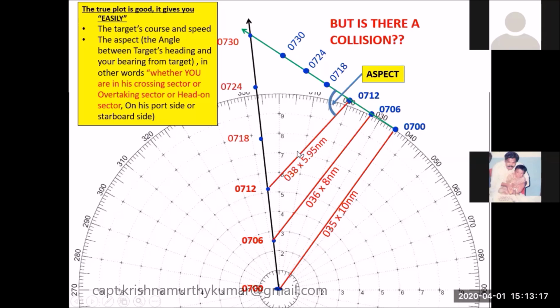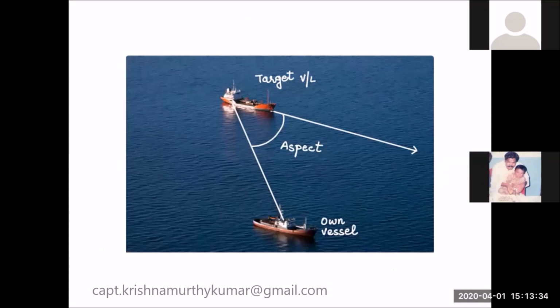This figure shows that you're on his beam, on his port beam. He is heading like this. You are almost on his beam. If you measure this angle with a protractor, you will know exactly what is the aspect. This is another photo to illustrate what is aspect. So here, your ship is on his starboard bow. On his starboard bow, how many degrees? This is it. That means you are on his crossing sector.